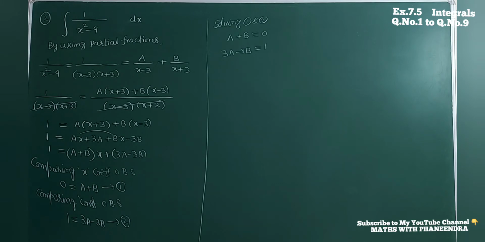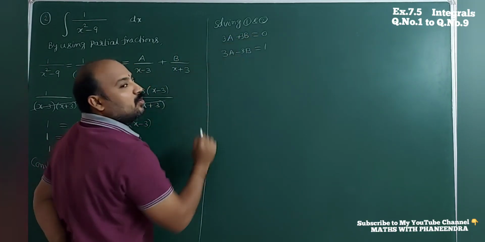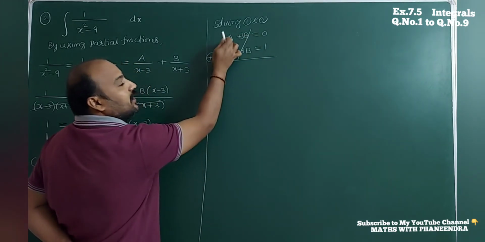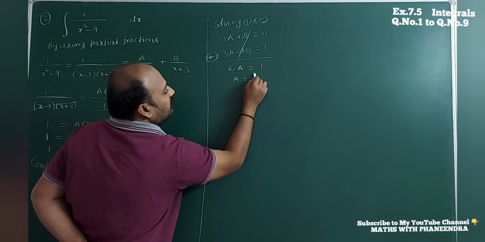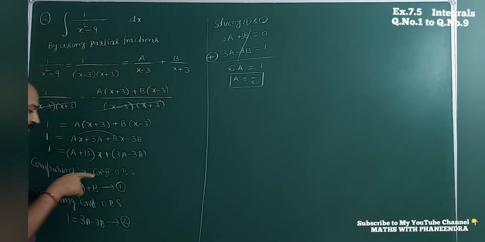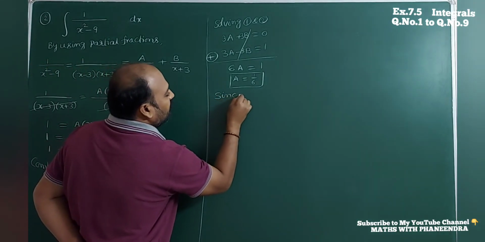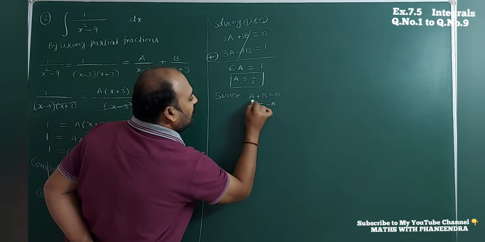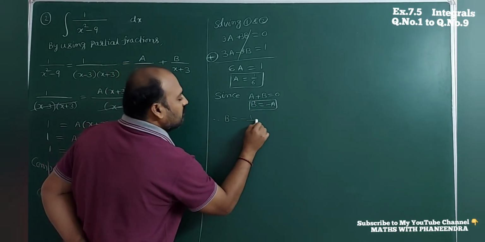So after that, what we have to do, we have to solve these two equations. I want to eliminate any one of the values of either A or B. So first equation multiplying by 3, it will become 3A plus 3B equal to 0 into 3 is 0. So now I am adding both the equations, plus 3B minus 3B get cancelled, 3A plus 3A is 6A is equal to 1, A is equal to 1 by 6. Since A plus B is equal to 0, that implies that B is equal to minus A. Therefore, B is equal to minus 1 by 6.